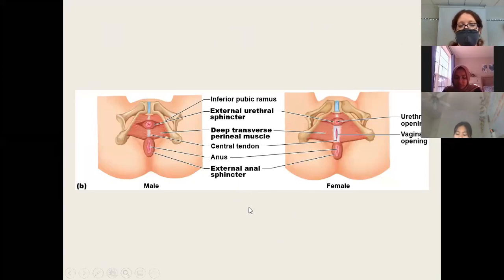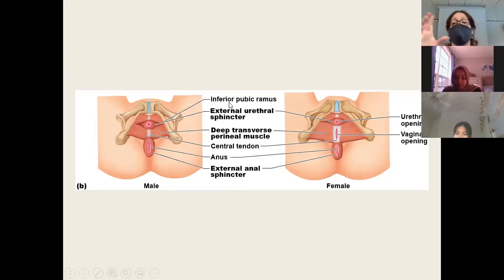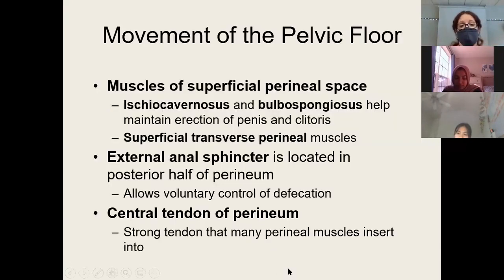So I'm probably not going to test you on these. Maybe the sphincter. The sphincter is pretty important. So you have an external urethral sphincter and an external anal sphincter, and those are the ones that you can squeeze. Those are the ones that babies, children have to learn how to control as they're being potty trained. But the point of this PowerPoint is that the deep transverse perineal muscle is in between the urethral and anal openings, or the vaginal and anal openings of females.